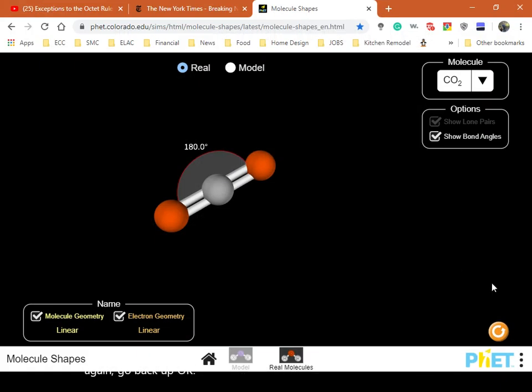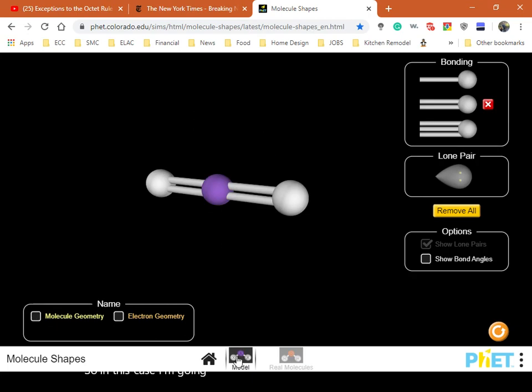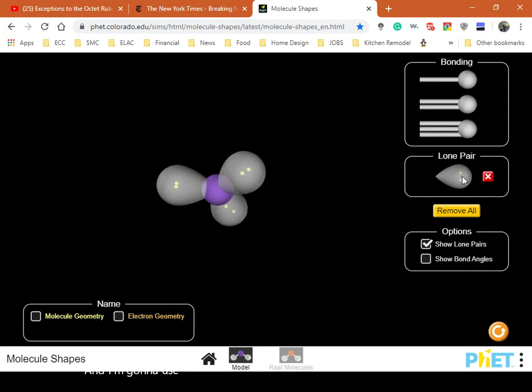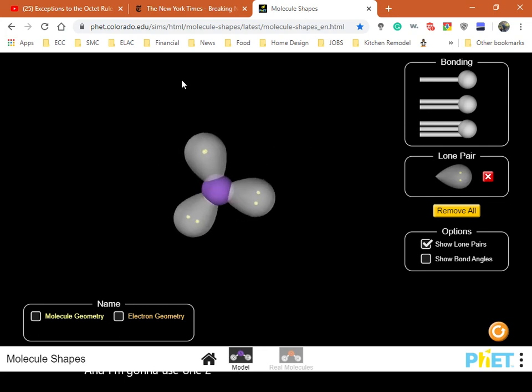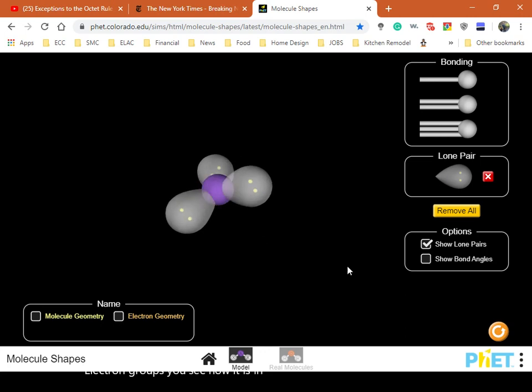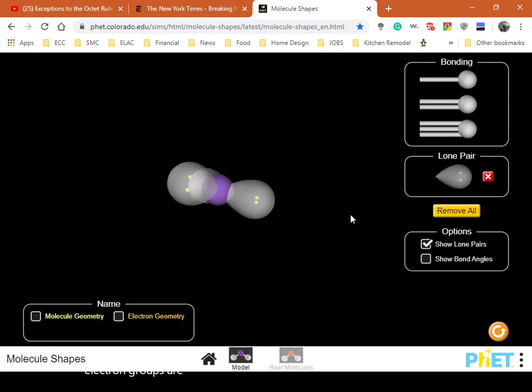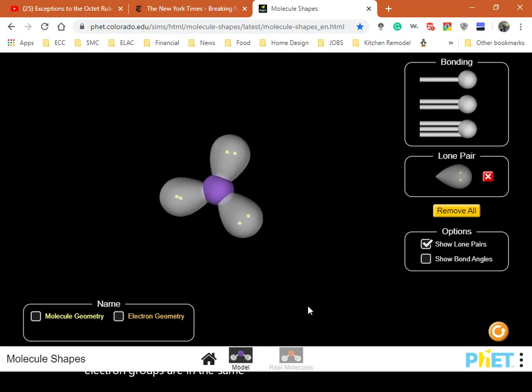So in this case, I'm going to use a model instead. And I'm going to use 1, 2, 3 electron groups. You see how it is in the plane? If I move it, all the electron groups are in the same plane. Okay, that is trigonal planar. Okay, in the same plane.